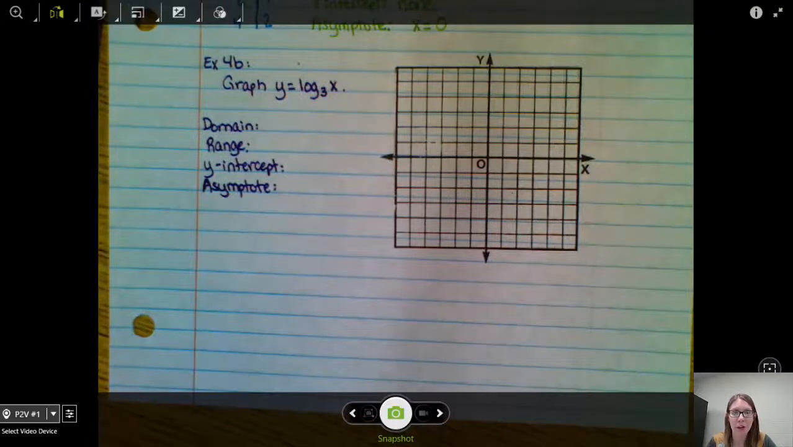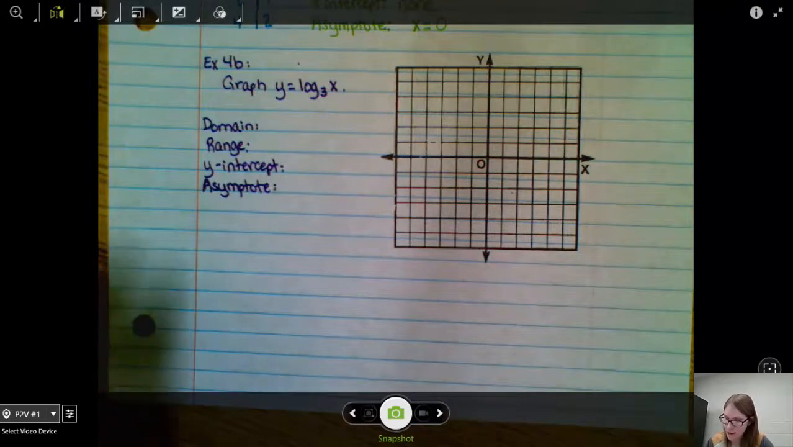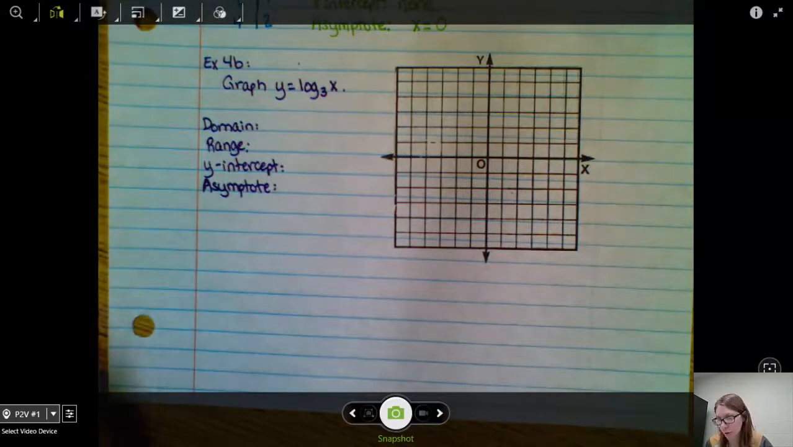Second graphing example here, y equals the log base 3 of x. That's what we want to graph. We also are going to find our domain, our range, our y-intercept, and the asymptotes. The same directions as example 4a.